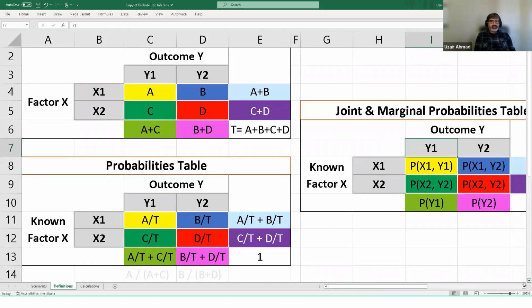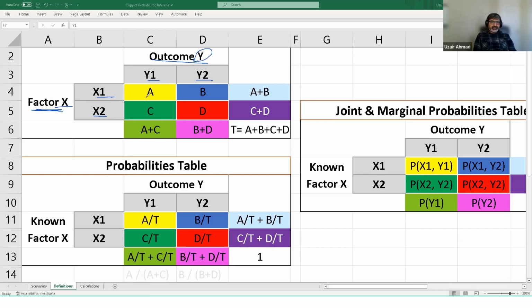We call it a contingency table. Before we jump into naive Bayes, let's give names to these colors. Let's say on here we have a factor that we are going to use to predict an outcome. This is our response variable or target variable. Factor X can have two values, X1 and X2. Outcome is binary, Y1 and Y2.